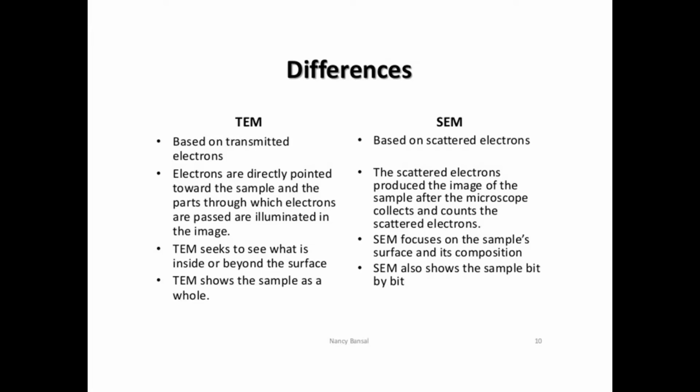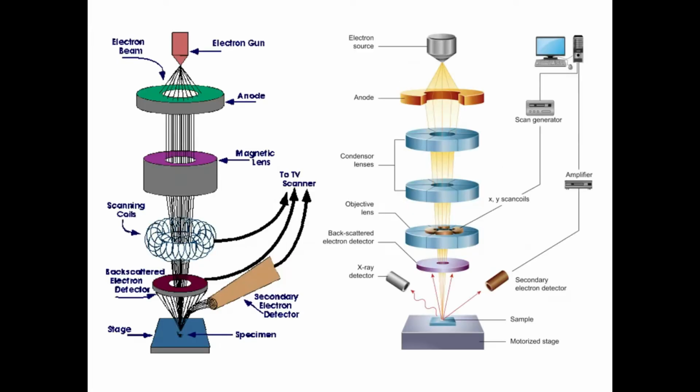These are very basic things. TEM shows the sample as a whole, yes, absolutely, and TEM lets us see what is inside, beyond the surface. That's what I'm telling: scanning electrons pass over the surface. So these are simple differences between TEM and SEM. Kindly note them down.